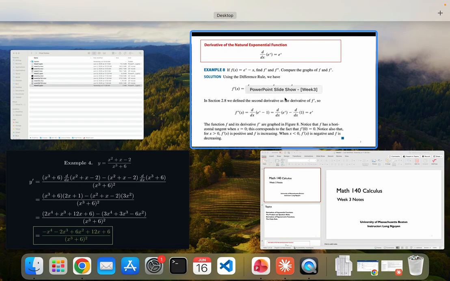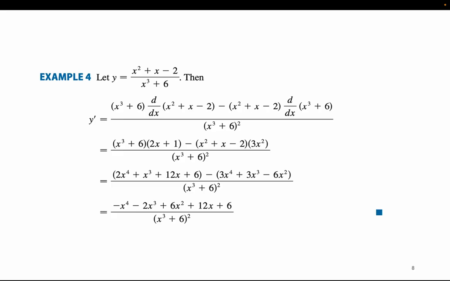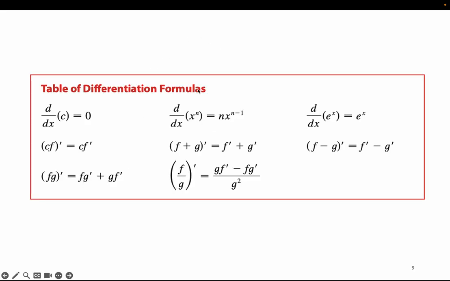Okay, I want to go back to the slide real quick and show you. We did some of this already. Here's the full table from last week and this week so far. To differentiate a constant, 0. If you differentiate x to the n, it's the power rule: bring down the n, minus 1. When you differentiate e to the x, it's just e to the x. Last week we talked about a constant multiple: you leave the constant alone and differentiate the function. To differentiate the sum of two functions, you differentiate them separately and add them. For the difference, you differentiate them separately and subtract them.